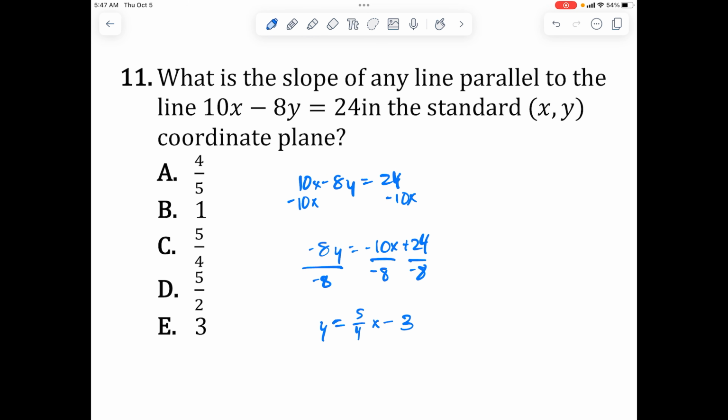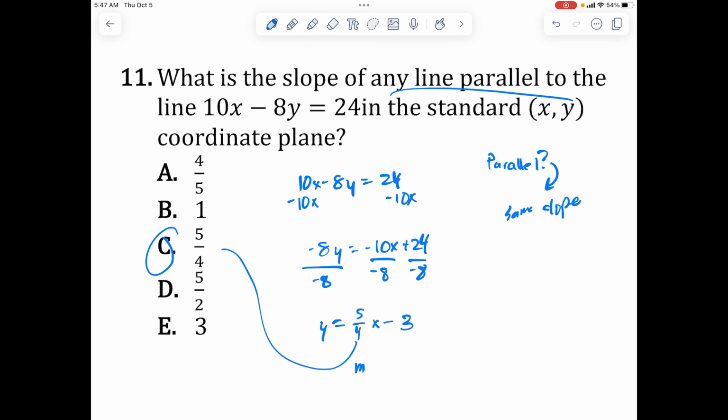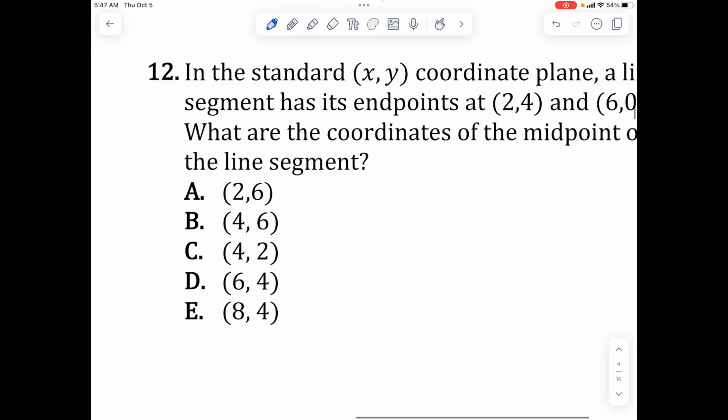So the whole point of finding the slope is, I guess, just backtrack, right? It's asking for the slope of a line that's parallel. Two lines that are parallel have the same slope. Okay, so you need to find the slope of the original line and just match that up. In this case, 5 over 4. Y equals mx plus b, where m is the term before the x and y is isolated.